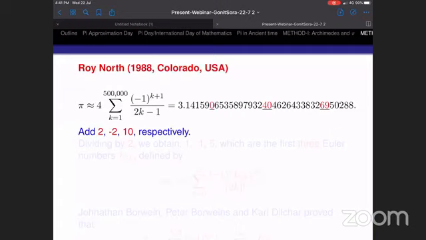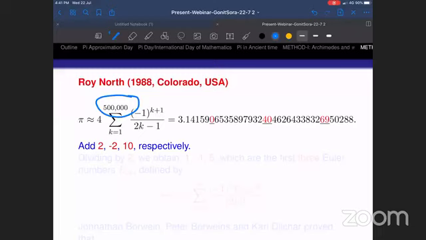Okay. So Roy North in 1988 truncated the Madhava-Gregory-Leibniz series to 5 lakh terms, so k equal to 1 to 5 lakh. And the expansion he got is this one.